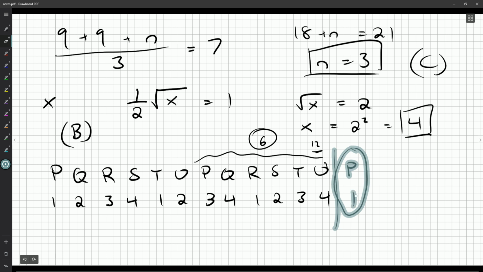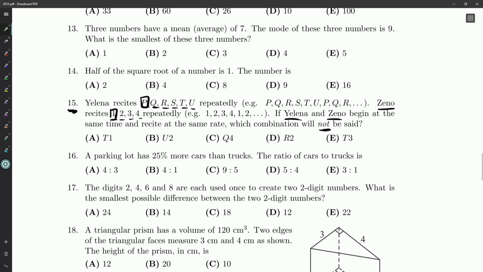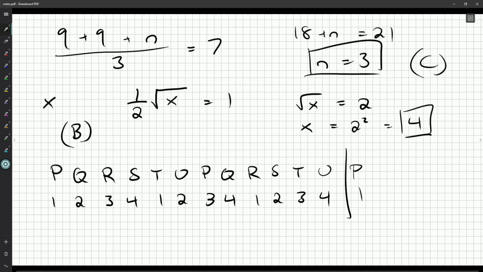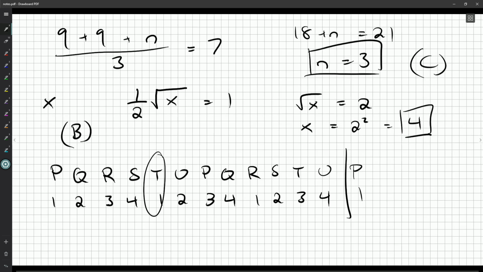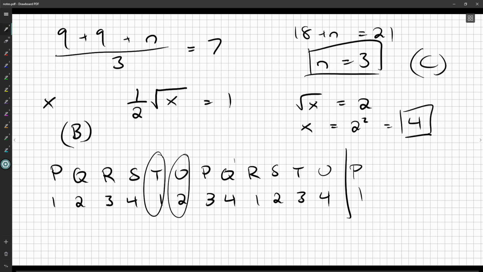And even if you were just experimenting by writing them out and trying to figure out what things are or are not said, you'll run into this repeat pretty quickly. So now we just go through each of the possible answers and ask, can these happen? Does T1 ever happen? Yeah, T1 happens. How about U2? Well, certainly. If T1 happens, U is the next thing after T, and 2 is the next thing after 1. Q4. Yeah, happens right here.